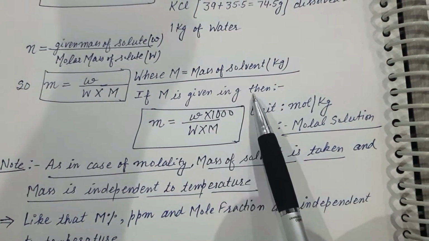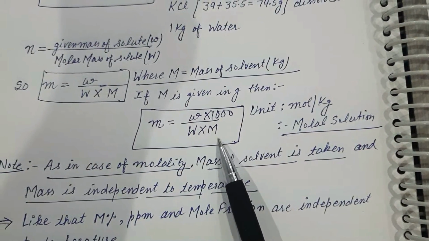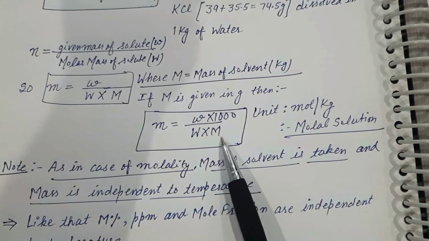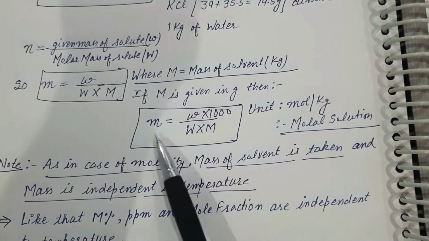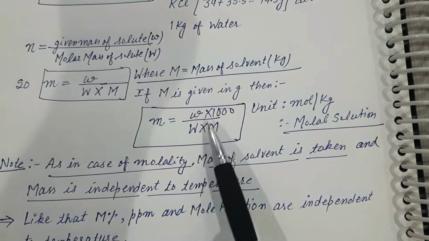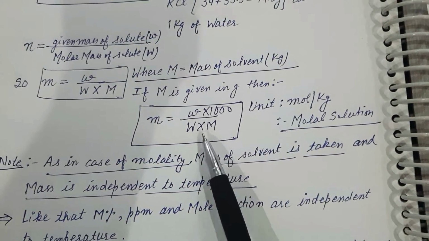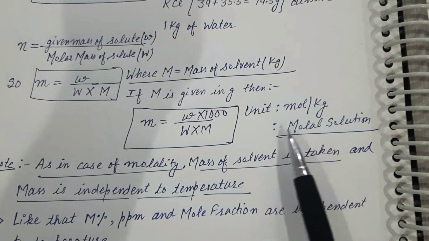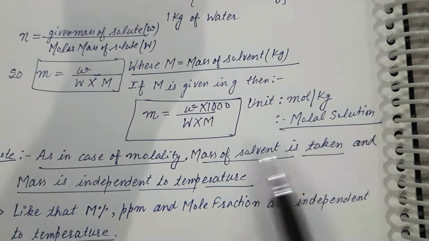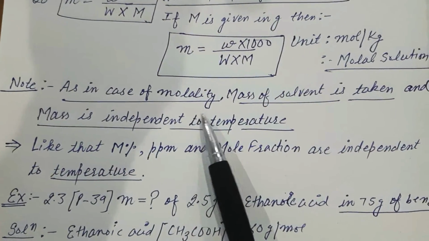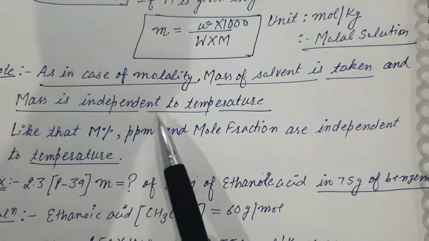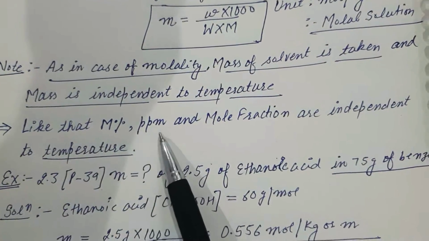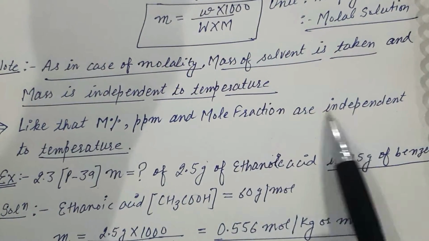If W is given in gram, then you have to convert this gram into kilogram by dividing the mass of solvent by 1000. So m is equal to small w upon capital M into 1000 upon W is the formula for molality, the unit is mole per kg, and the solution is known as molal solution. In case of molality, mass of solvent is taken and mass is independent of temperature. Like that, mass percentage, ppm and mole fraction are independent of temperature.